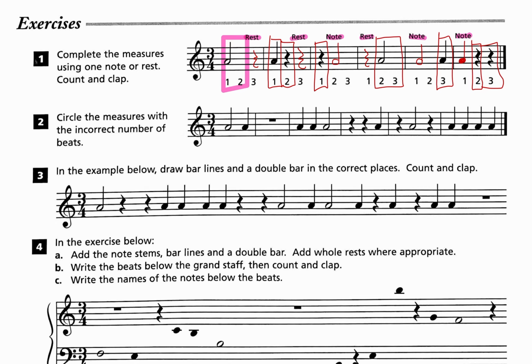Number 2, find the imposter measures. 1, 2, 3. That one's fine. The whole rest follows the whole rest rule, which means it gets 3 beats. It's fine. Next, we have 1 beat, 1 beat, 2 beats. That's too many. We circle that measure.